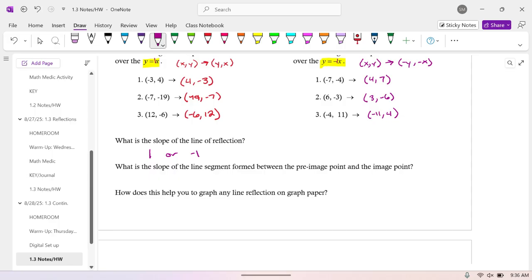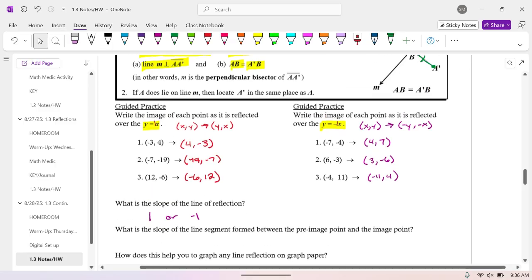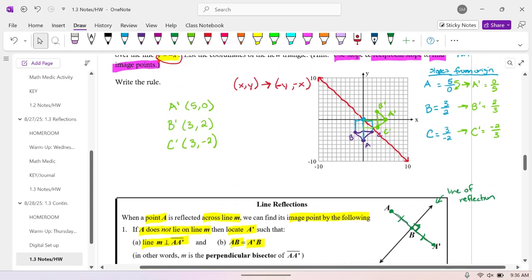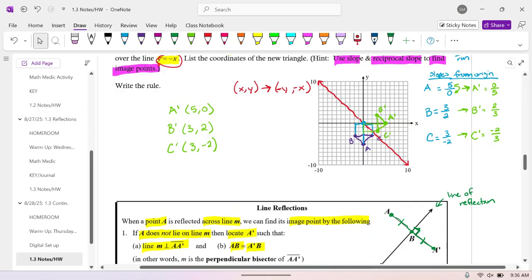Now, what is the slope of the line segment formed between the pre-image and the image point? So basically, let's, for example, look at the one we just did up here.